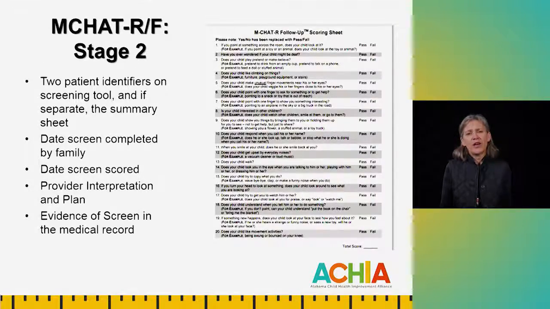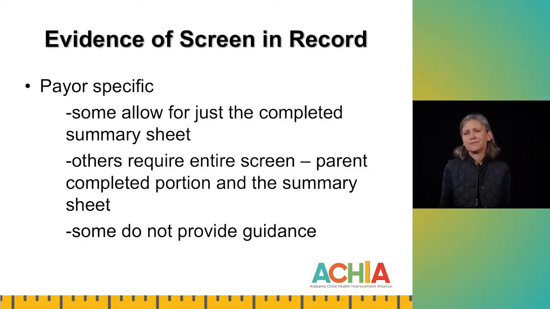Additionally, the MCHAT RF, it has a follow-up screen. So if your patients score between 3 and 7 on the initial screen, to increase the accuracy, you're supposed to administer this follow-up screen where you ask additional questions. And it's not required that this screen be in the chart, and you see there's really no place to enter the name, the date of the screen, the date of the birth. But if you are going to make this part of the medical record, you need to add these additional components.